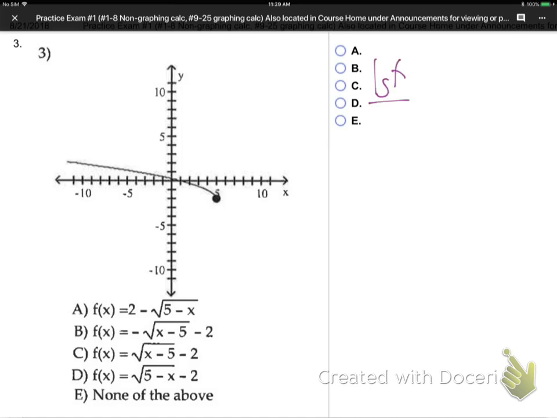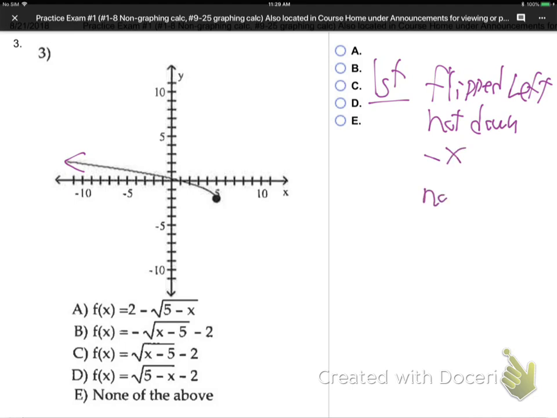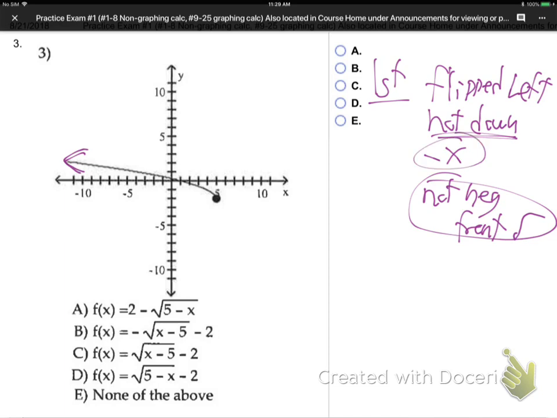First, I would say, look, this thing has been flipped left. That's really clear. It's been flipped to the left, not down. So what does that mean for sure about the equation? That means there's a negative on x and not a negative in front of the root. Because a negative in front of the root would make it go down, and it's not going down. It's going up. And a negative must be on x because it's going left. So I'm going to go through those equations real quick. And any of them, they've got to have a negative on x, and they better not have a negative in front of the root.